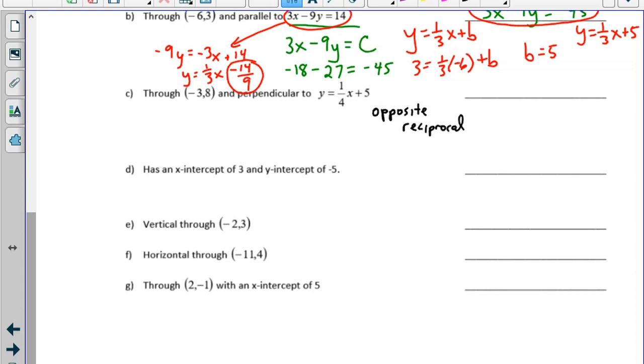Through -3, 8 and perpendicular to y equals 1/4 x plus 5, remember that perpendicular lines have opposite reciprocal slopes. So if two lines have opposite reciprocal slopes, that means I take the 1/4 and I transform it by flipping the numerator and denominator and changing the positive or negative. So 1/4 turns into -4.